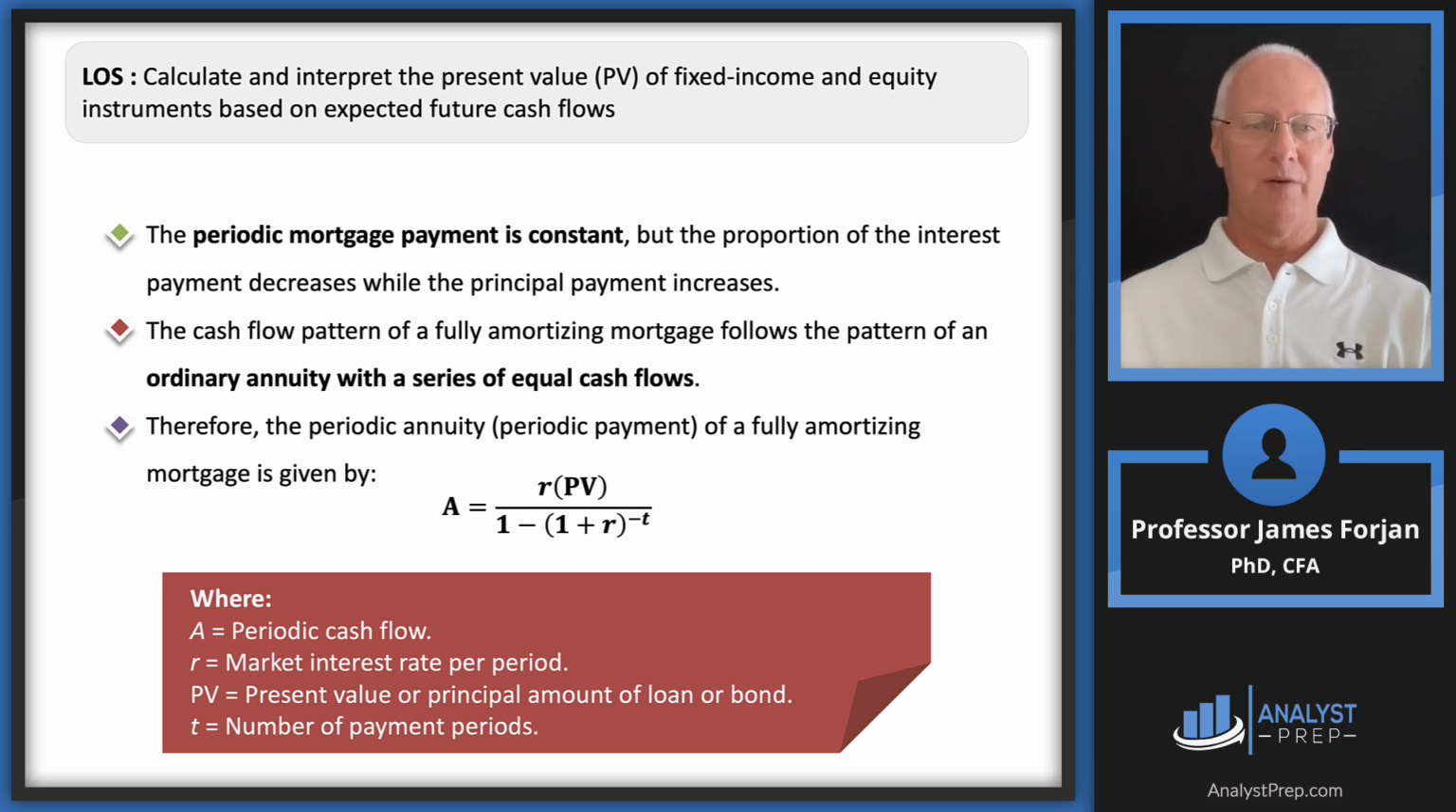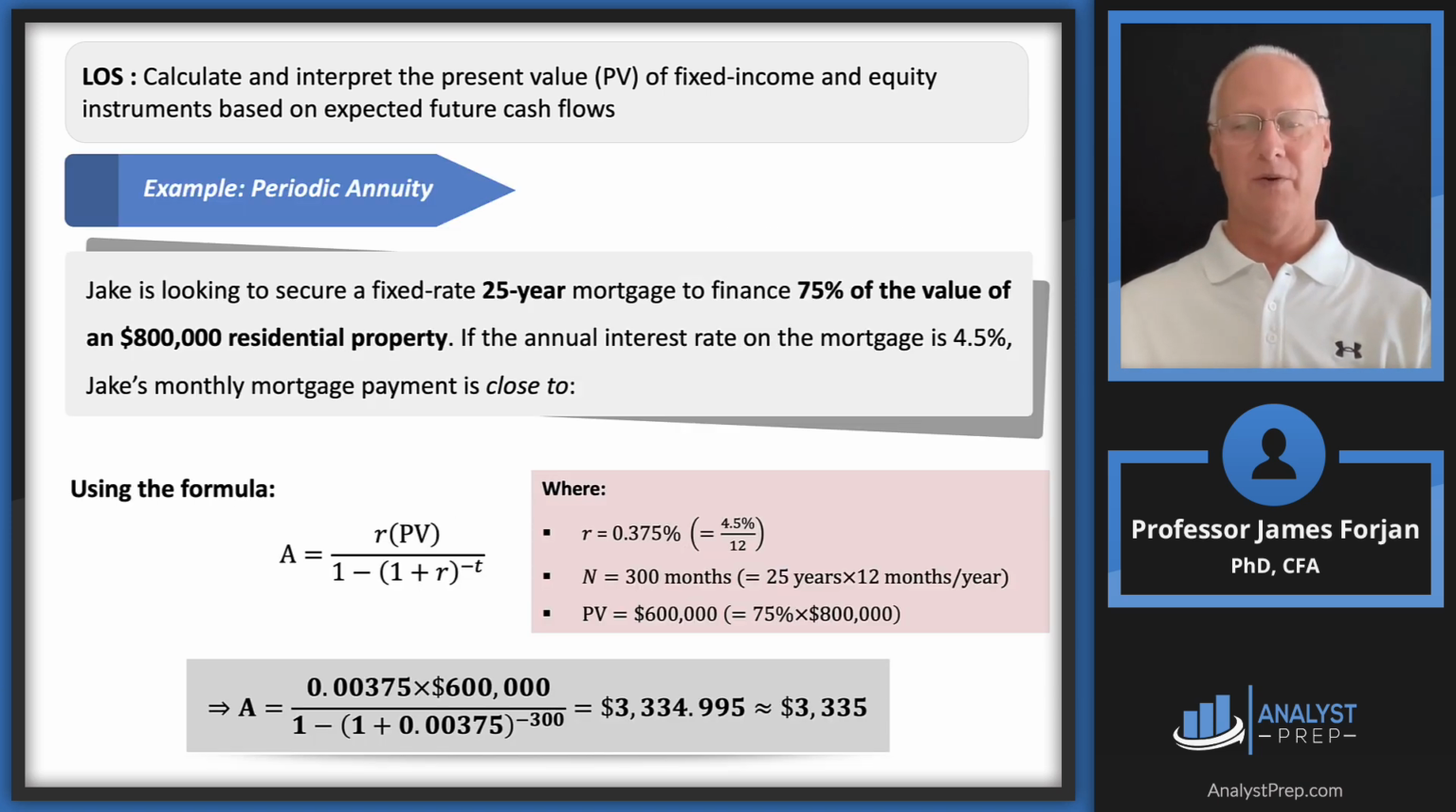Yeah, there's the equation for the periodic annuity of a fully amortizing mortgage. There you go. You don't really need to worry about that.